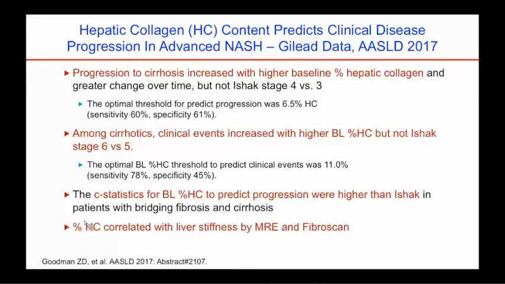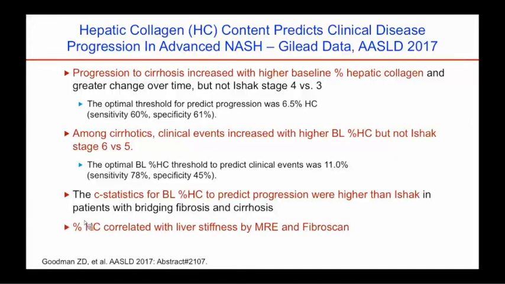So these are data from that same simtuzumab ASK1 trial that were assessed by Jack Goodman, and I'll just go through this quickly. The higher the percent collagen or collagen proportionate area, the more likely there was progression to cirrhosis. Optimal threshold to predict progression was 6.5% hepatic collagen. This is not far off from what we see in our animal models, which is somewhere from 2 to 6%. Among cirrhotics, clinical events increase with higher baseline percent hepatic collagen, but not Ishak stage 6 and 5.